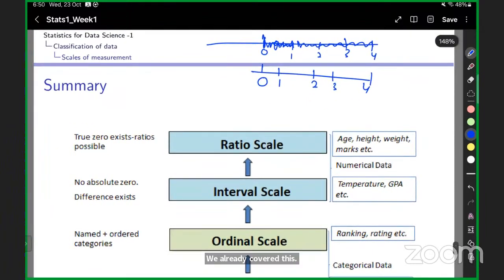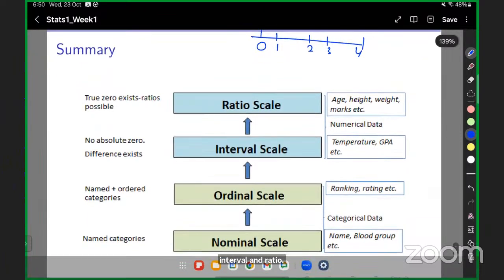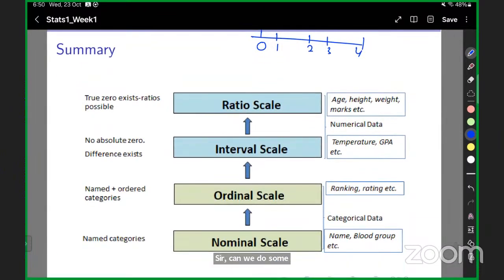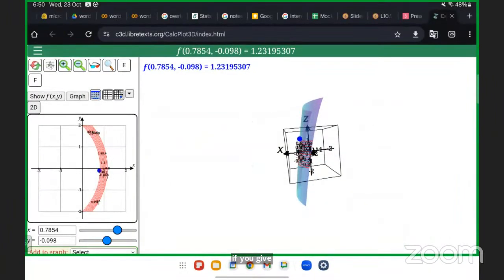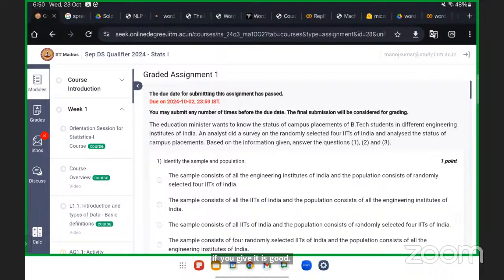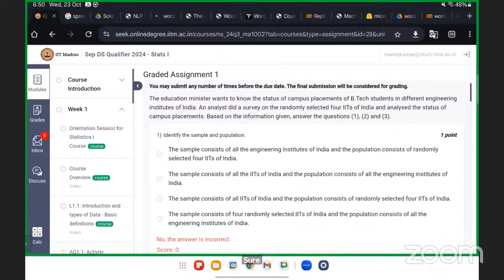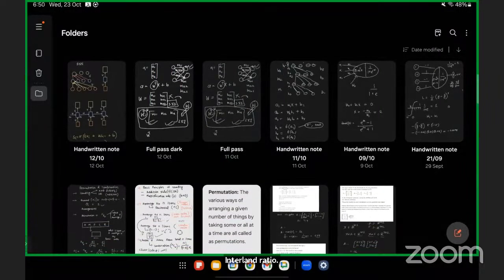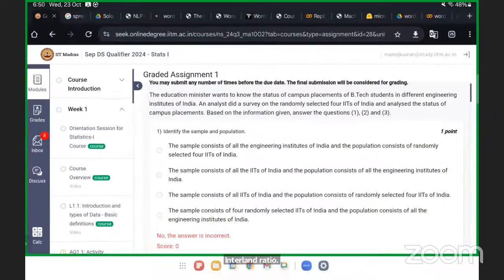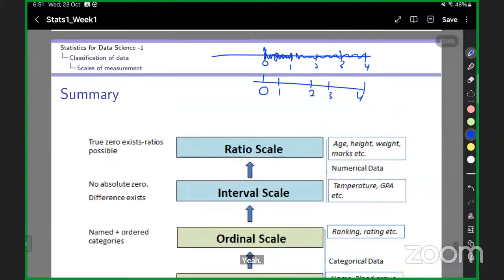Okay, okay. Interval and ratio. Sir, can we do some questions with this? Sure, it is good to understand. Sir, please explain interval and ratio one more time. Yeah. Okay, sure.